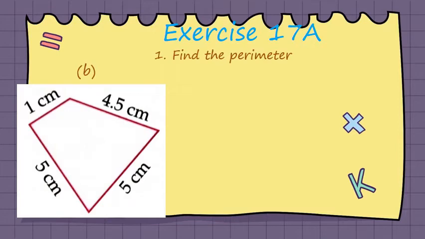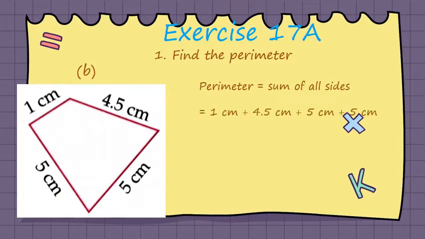So in the B question, we have to find out the perimeter of this figure. This figure is made up of 4 sides and the length of each side is given. So the perimeter of this figure is equal to the sum of all sides, which is equal to 1 centimeter plus 4.5 centimeter plus 5 centimeter plus 5 centimeter, which is equal to, when we add the length of these sides, it comes equal to 15.5 centimeter. So the perimeter of this figure is equal to 15.5 centimeters.